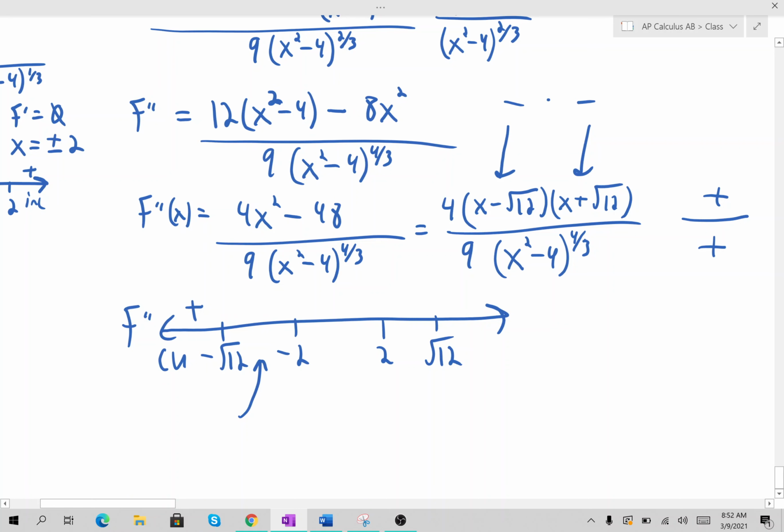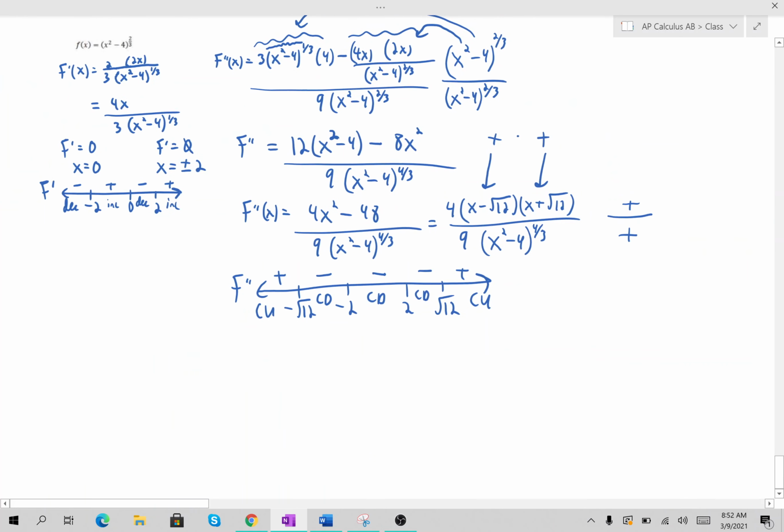If you plug in something in here, like negative 3, okay? Negative 3 minus root 12 is negative, but negative 3 plus root 12 is positive. Cool, so that gives me a negative, and the denominator is still positive because it's to the 4th power. Negative, concave down. If you plug in 0, the same thing happens. You get negative over a positive. That's negative, concave down. If you plug in 3, the same thing happens. You get negative over positive. That's concave down. If you plug in something greater than root 12, you get all positives up top. So you get this.